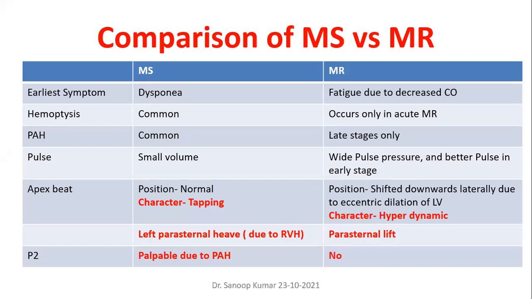And in mitral stenosis, P2, what is P2? The palpable component of P2, that is, we have A2 and P2. P2 in mitral stenosis will be palpable. Why? The reason is, as I told you, there will be pulmonary artery hypertension in mitral stenosis. So you will get a palpable P2. In mitral regurgitation, I told you pulmonary artery hypertension is rare or late. So in mitral regurgitation, you are not going to expect a palpable P2.